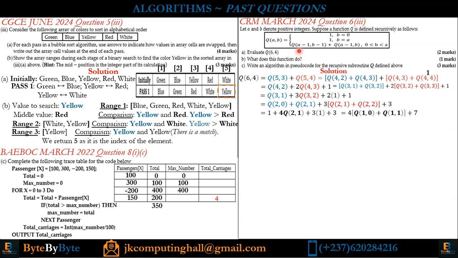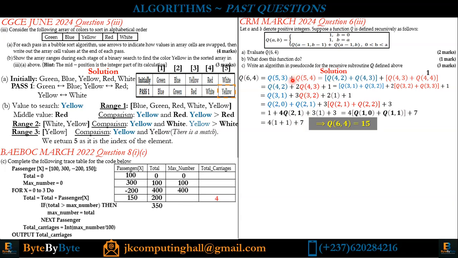Cure of 2, 1 will give me what? When you apply this again, you have 1, 0 plus 1, 1 plus 7, because this is 3 plus 3 is 6 plus 1, 7. This is what we have. And now if B is 0, 1. If A and B are the same, 1. So I will have 4 into 1 plus 1 other plus 7. Hence, cure of 6, 4 is equal to 15. Yes, 2 times 4, 8 plus 7, 15. That is what we have.